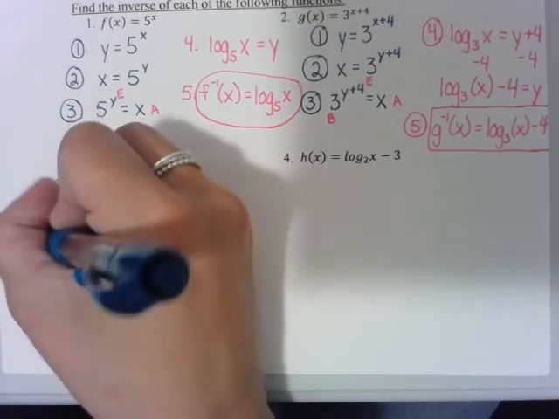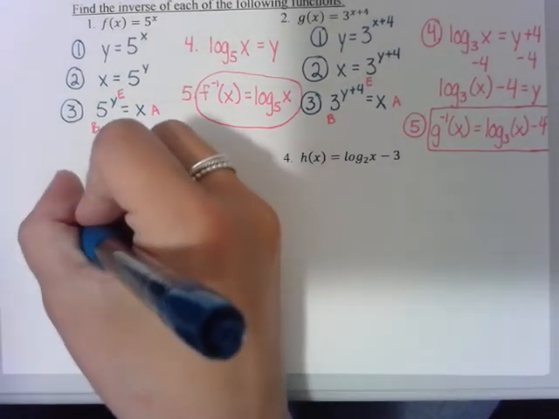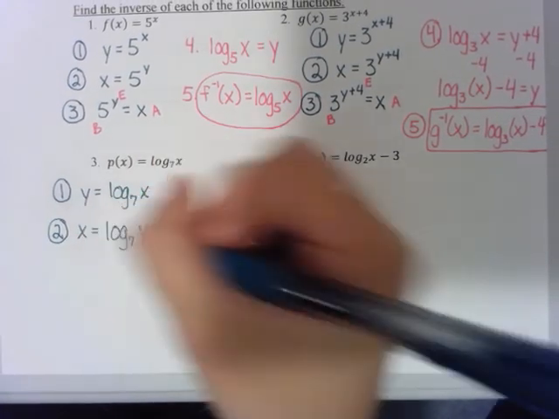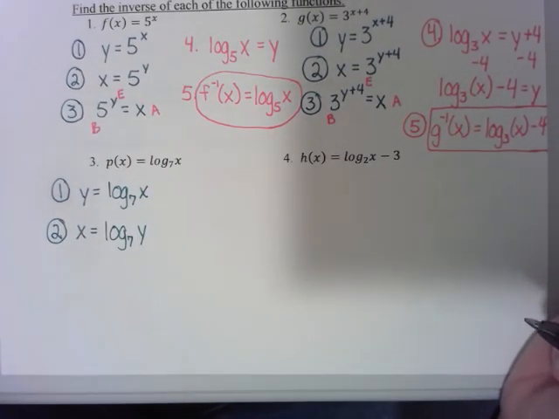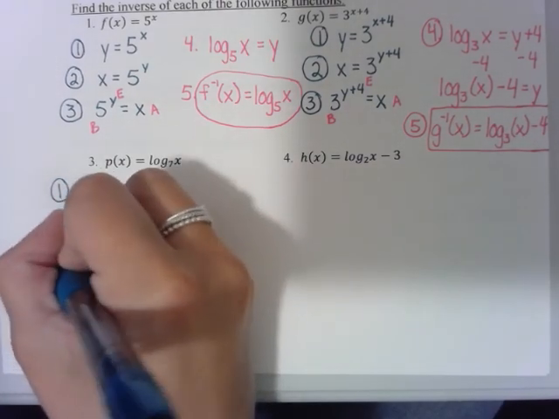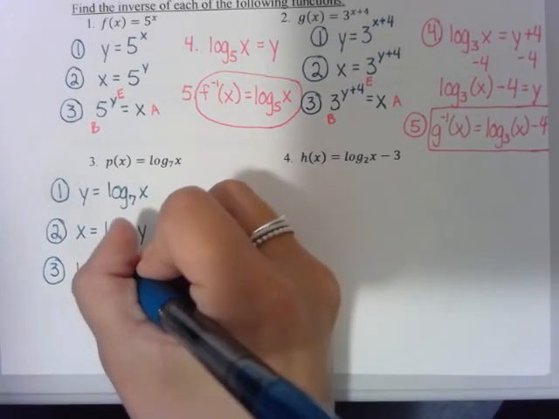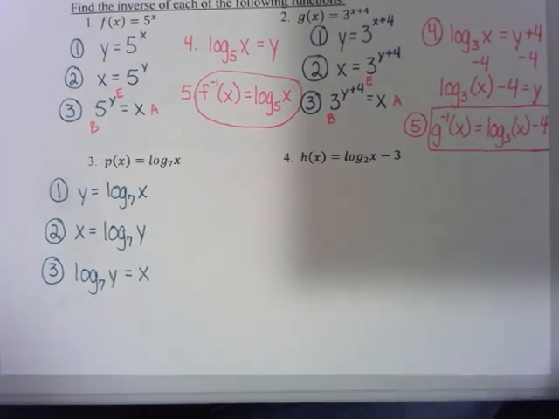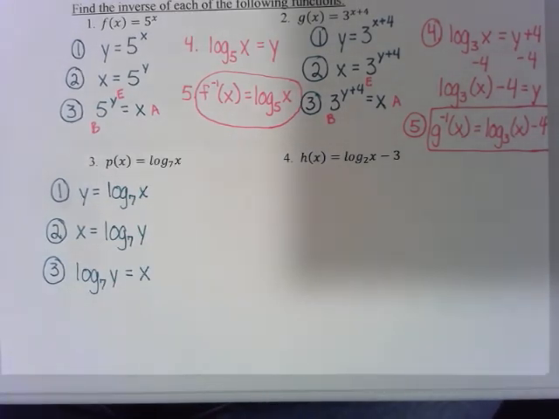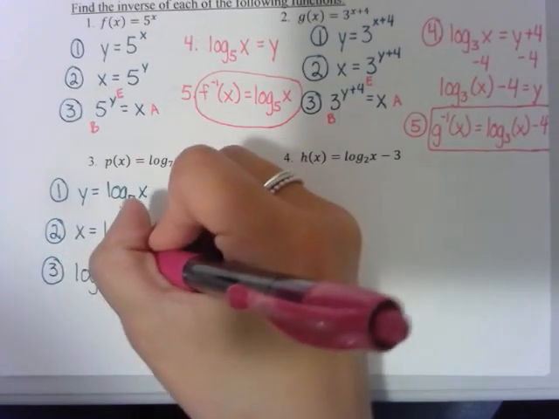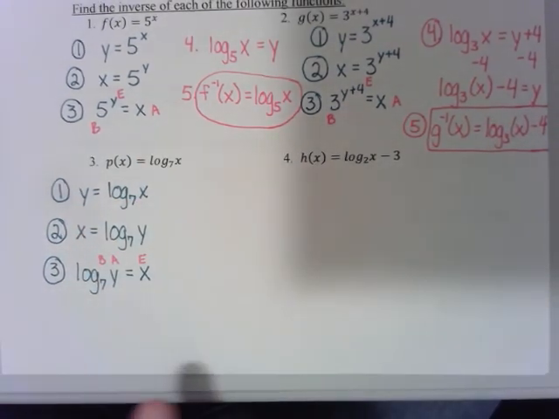Step 2 is to switch my x and y. So x equals log base 7 of y. Now, some people, like I've said before, like to put that back into the order that we're used to, where the log comes first and the amount's on the other side. Once we've done that, we need to find out what our base, our amount, and our exponent is. So I'm going to label this because logs are BAE. Remember, B-A-E.